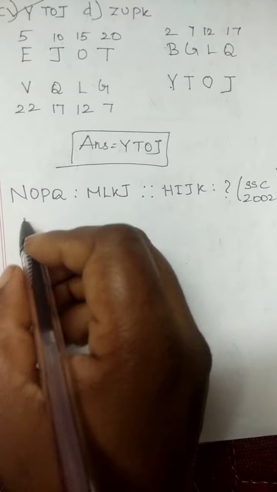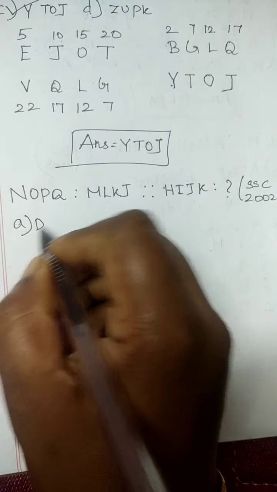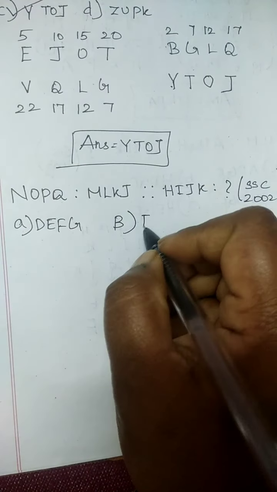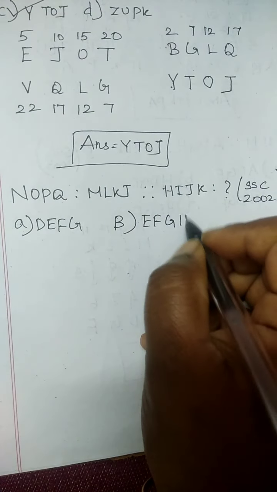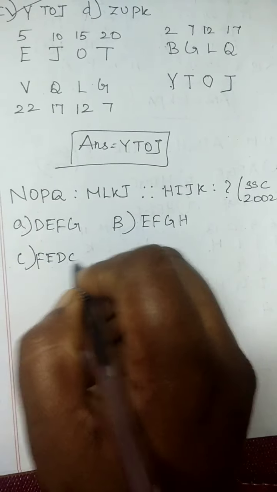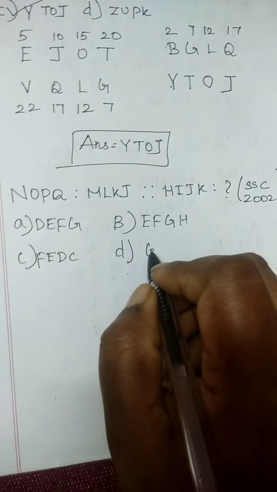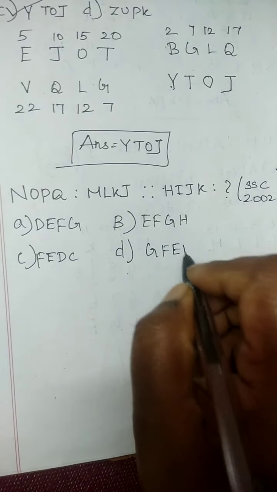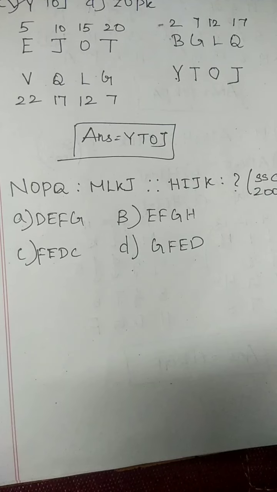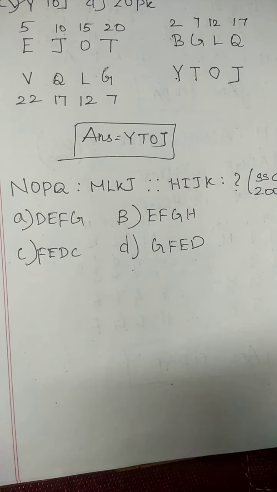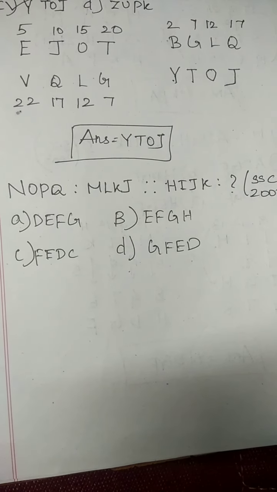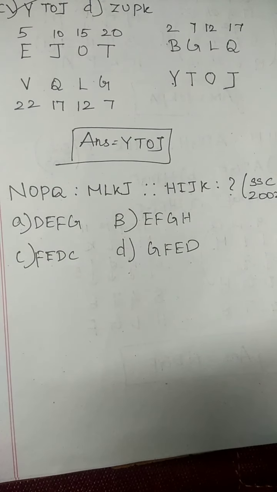The options are A, D, E, F, G. B is E, F, G, H. Then C, F, E, D, C. And then D, G, F, E, D. And this is the question along with the options.